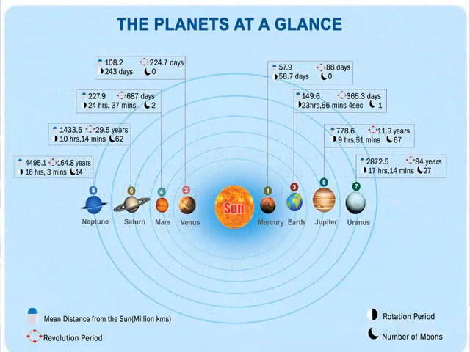The picture shows the planets at a glance. You can see the Sun in the center and the planets Mercury, Venus, Earth, Mars, Jupiter, Saturn, Uranus and Neptune. The distance from the Sun and also the revolution period, rotation period and number of moons you can find there.